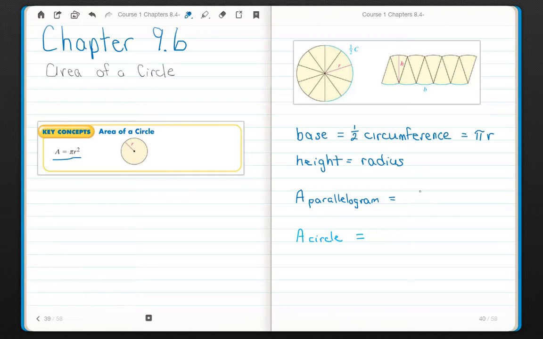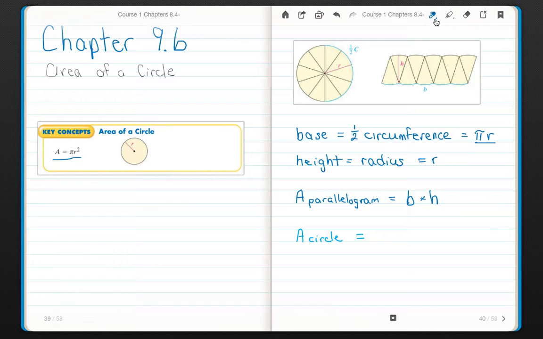I know that the area of a parallelogram equals the base times the height. In this instance, our base is half of the circumference of a circle, and half of the circumference is calculated by finding pi times r. The height of the parallelogram is the radius. It's the distance from the center to the outside edge. So the height is the radius, or r.